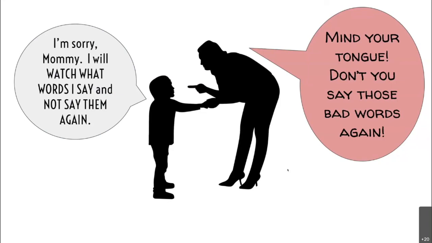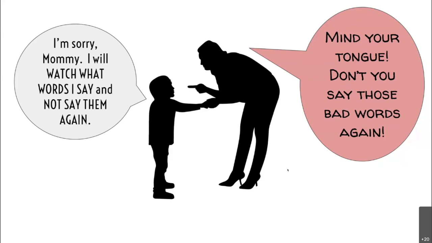Now look at the little boy. I'm sorry, Mommy. I will watch what words I say and not say them again. You see, when someone says mind your tongue, it means watch the words that come out of your mouth. Don't say bad things. So unfortunately, this little boy already said something bad, and then Mommy is like, don't say those words again. Mind your tongue.